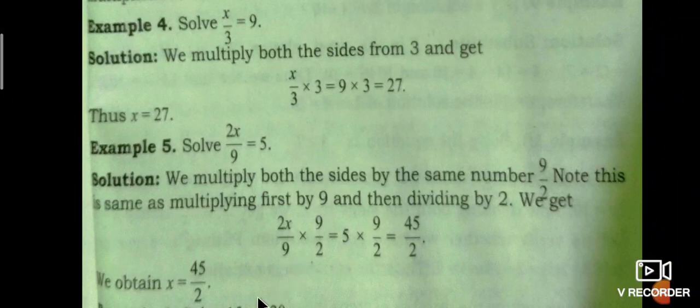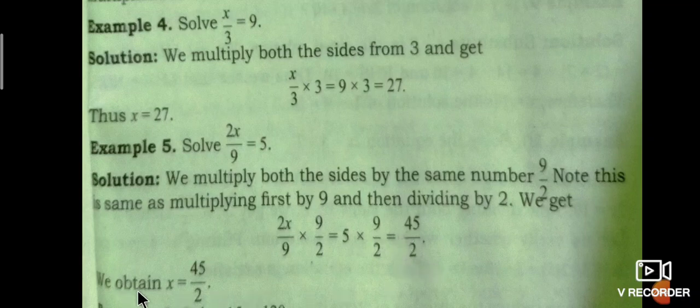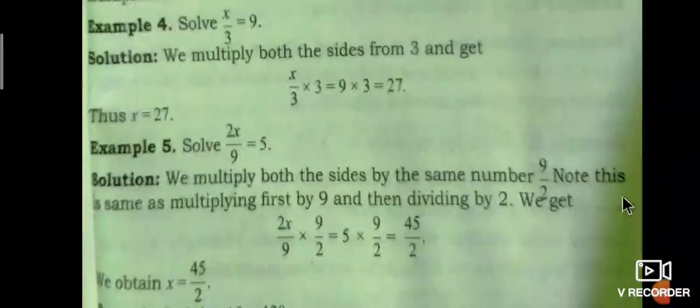Okay, again the 2 and the 9 get cancelled. That is equal to 45 by 2. Therefore, x is equal to 45 by 2 is the solution of the given equation.